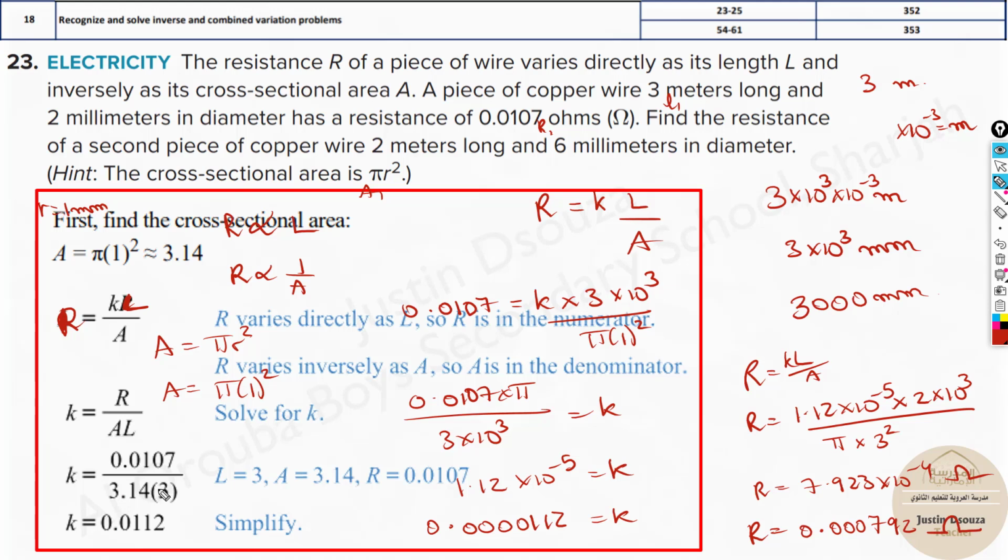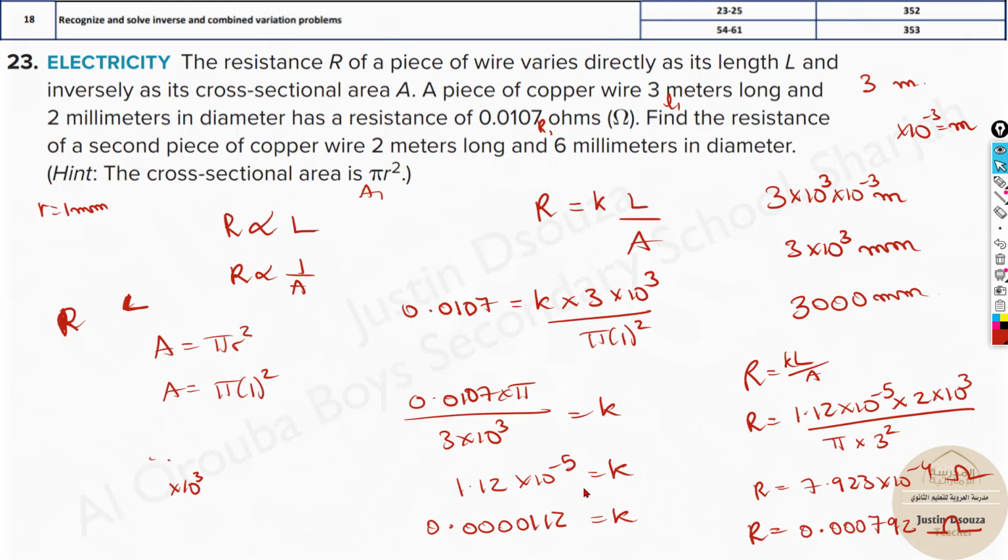I just realized it. This cannot be 3. This is 10 to the power 3. They are missing this 10 to the power 3, because you cannot have one in millimeters and one in meters. Both must be in the same units. Because they have used 3.14, that means pi into 1 squared, here the area is in mm. This also must be in mm. So this is the correct answer that I've written.